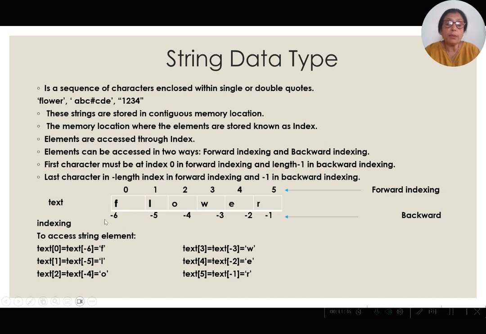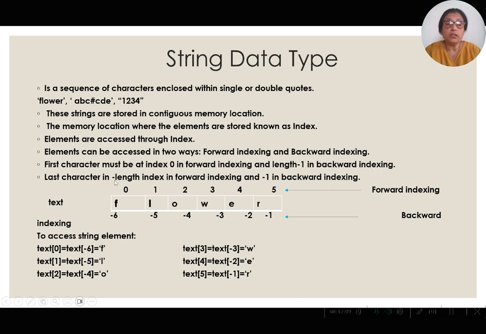The first character will be -6. The last character in the minus length, that means this is your forward indexing. The last character is your 5, but in backward indexing, the last character is -1, and in forward indexing, the first character is 0 and the last character is -6. So the first character must be indexed at 0 in forward indexing, and length -1 in backward indexing.